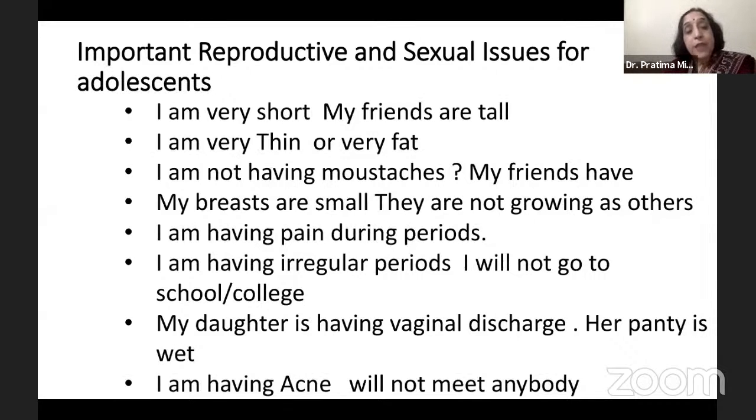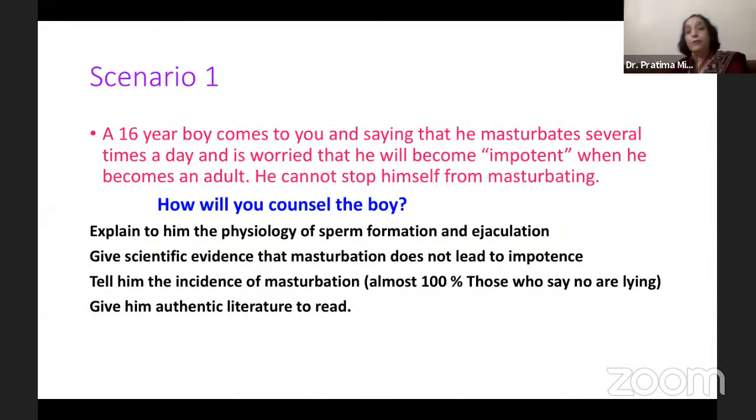But coming to these sexual issues, I have a few scenarios which have come to me recently. Like a 16-year-old boy comes to you saying that he masturbates every time a day and is worried that he will become impotent, so he cannot stop. So how will you counsel this boy? Explain to him the physiology of sperm production, give scientific evidence, tell him the incidence of masturbation is about 100%, and those who say no are lying. Give him authentic literature to read. So all these things are very, very important. Scenario-wise, individualized counseling, keeping the privacy, keeping the confidentiality has to be seen.